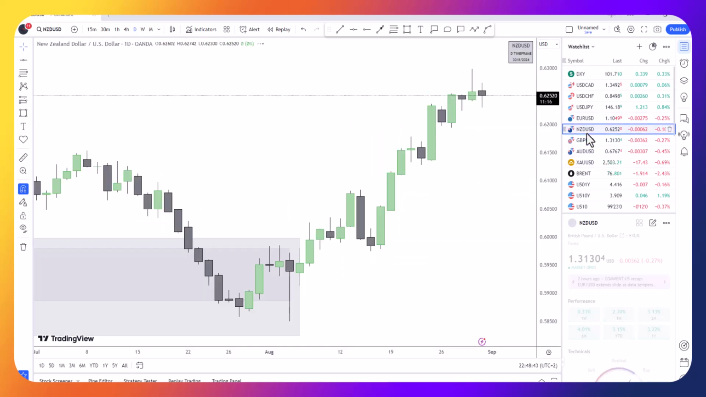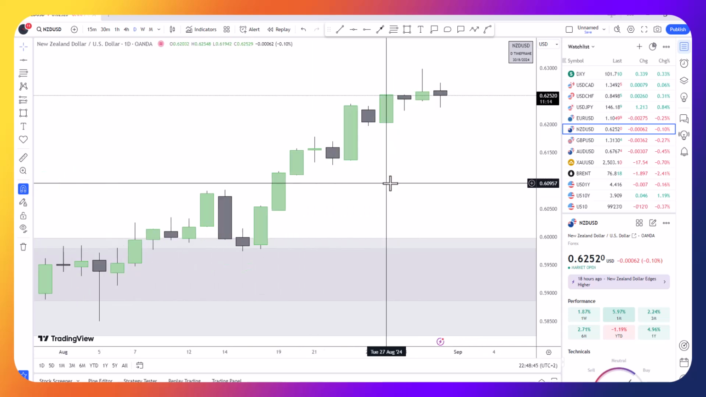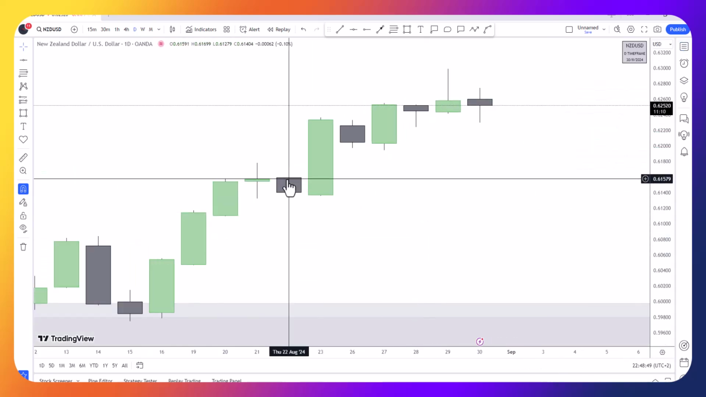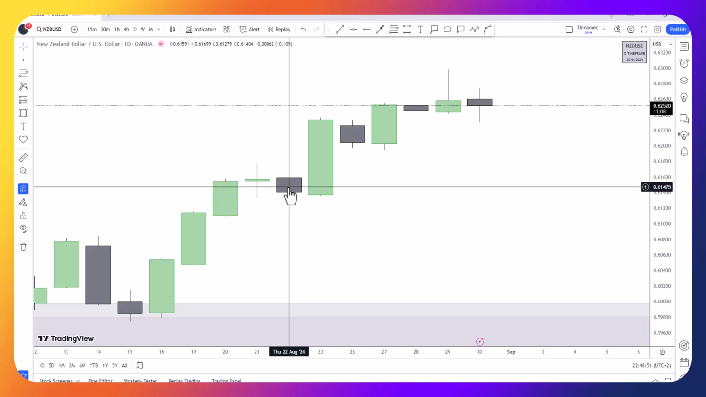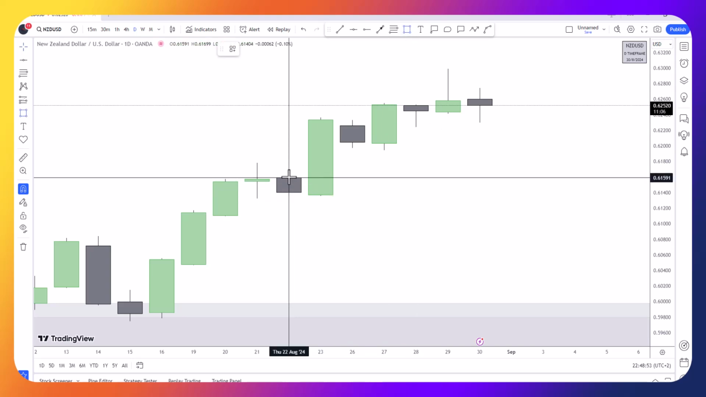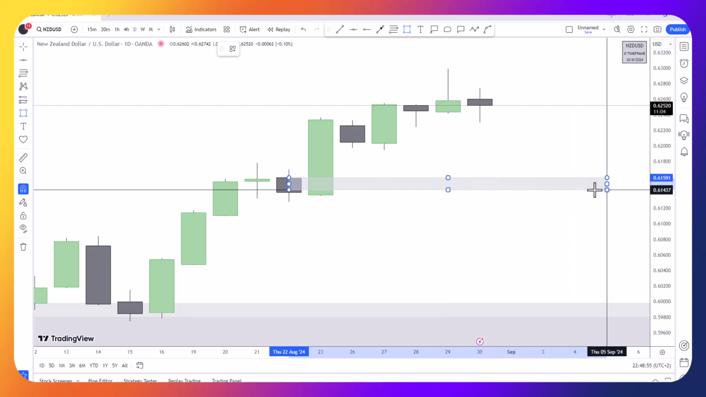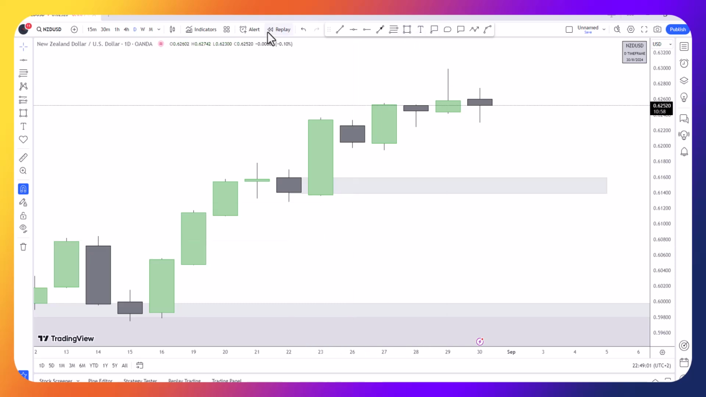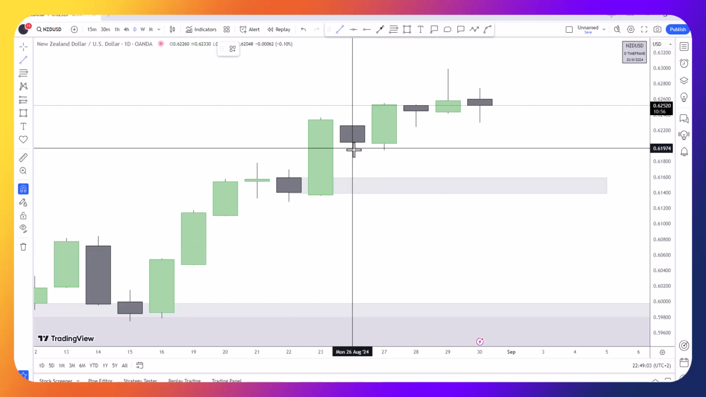Okay, let's go to NZD USD. Right, on NZD USD, you can see this one here. This is our last down close candle. It's the only one that's on the daily, right? This is most probably for next week, right? You'll be hunting for long opportunities in that level, and then you've got your fair value gap.